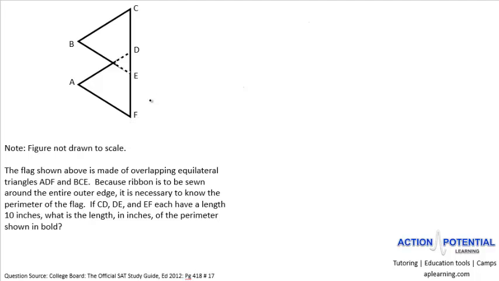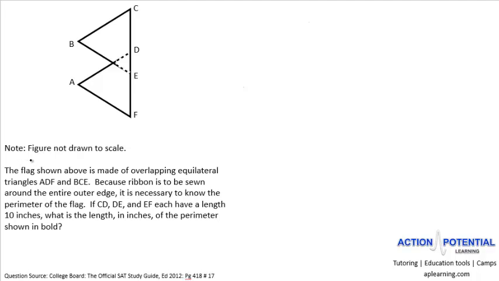What you can immediately see here is that if each segment has a length of 10 inches, each segment should look about the same, right? They should be similar in length to each other, and that's not the case here. DE looks a little bit smaller than CD and EF. We know that can't be true though, because each segment is actually 10 inches long. This is where this note comes in.